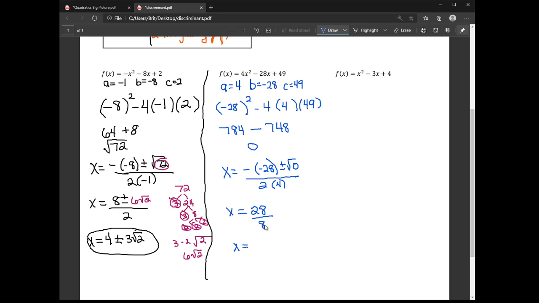And then 2 times 4 is 8. And then I can reduce this fraction. 28 and 8 are both divisible by 4, and that would leave me with 7 halves. So this parabola goes down, touches 7 halves, and then goes back up.